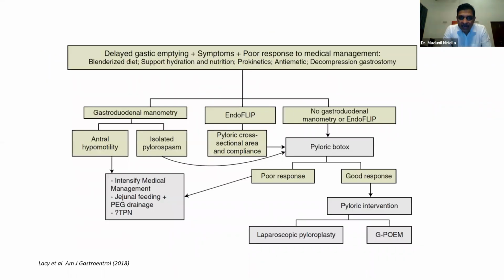So if patients are having delayed gastric emptying symptoms but poor response to medical treatment, pharmacological and non-pharmacological, which we have described so far, we can either do gastroduodenal manometry or EndoFLIP to characterize the pylorospasm. If we don't have that, we can try a trial of Botox injection, and if there is a good response, we can send those patients for endoscopic or surgical pyloric intervention. If there is poor response, then we can intensify medical management and suggest jejunal feeding with concomitant PEG drainage. And very rarely, very refractory cases will need parenteral nutrition.